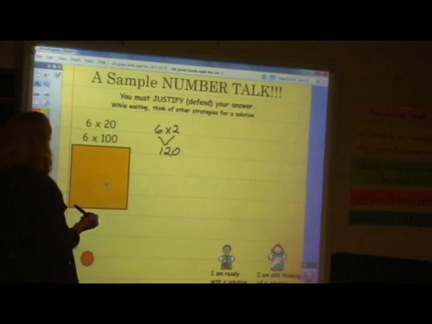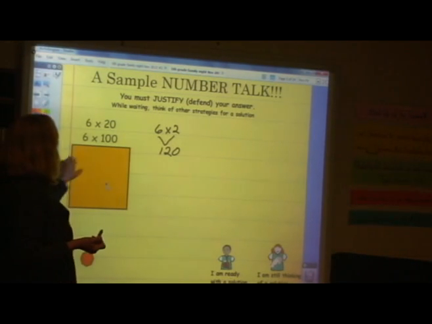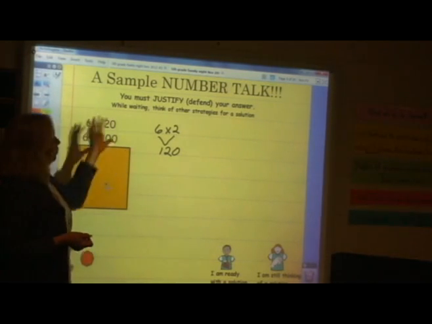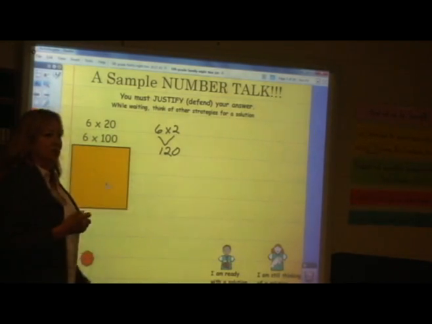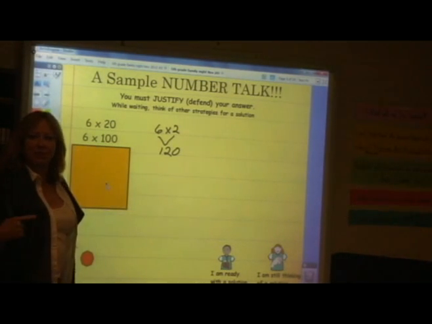It gets a little bit more complicated: 6 times 100. Well, they could add 100 6 times. Or they could say 6 times 10 is 60 and add a 0. So we just keep going and keep writing their answers, and they can re-voice what somebody else said and say it a different way and so forth.